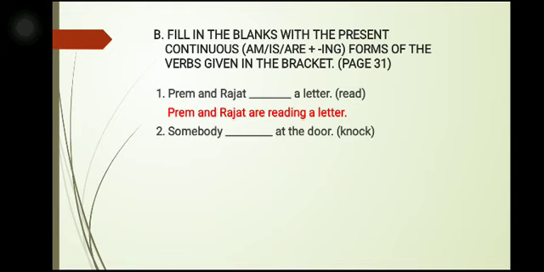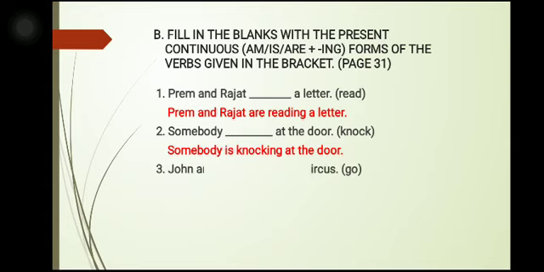Somebody dash at the door. Somebody means one person. We are talking about any one person over here. So we will use is and knock plus ing. So it would be somebody is knocking at the door. John and Rita are two people. So we will use are plus go plus ing. So it would be John and Rita are going to circus.